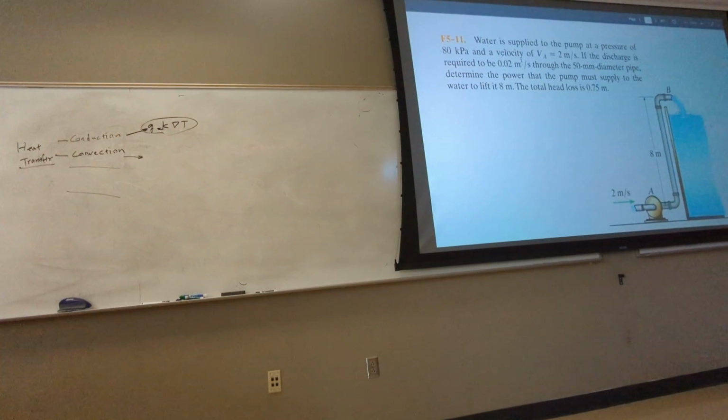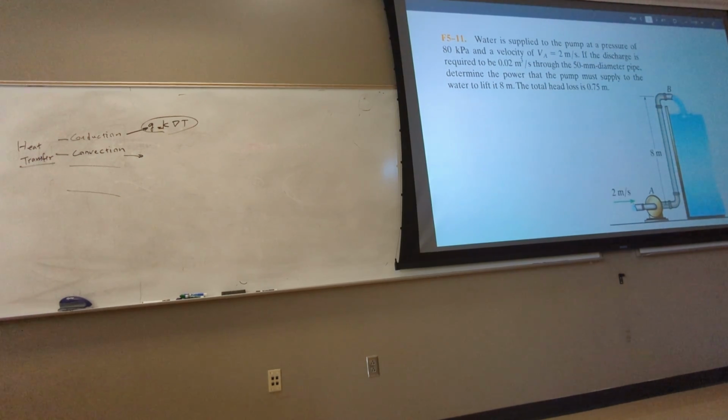Okay, this problem, again, you have a reservoir, you can see here, and this pump is just taking this water with a given velocity, and obviously it's not exposed to the atmosphere, so you have internal pressure at the pipe. So the inlet pressure at the pipe is 80 kPa, and the velocity 2 meters per second, and this pump does some work on it, so that the flow goes all the way up and then discharges.